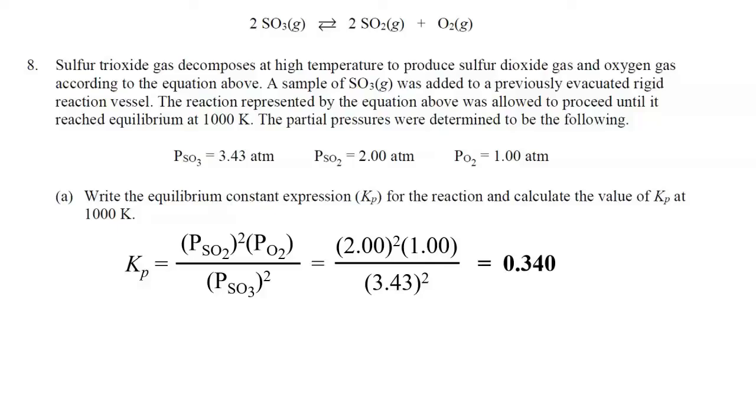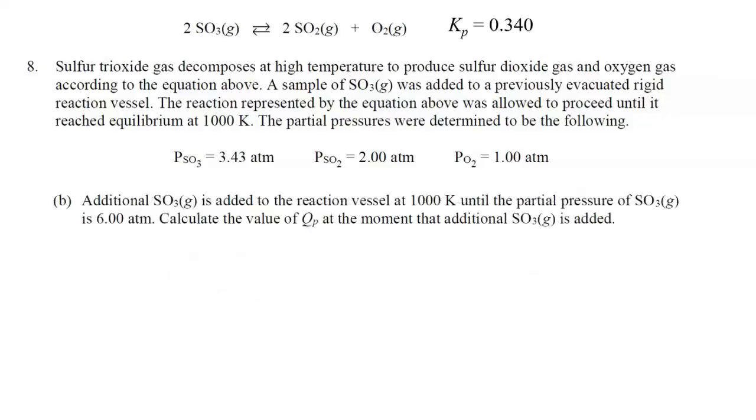So now that we know the value of Kp, if there are any stresses or disturbances to the system that cause Q to become different than 0.340, then the system is going to respond and try to reestablish equilibrium and eventually return Q equal to this value. So 0.340 is the value of K. Let's take a look at various changes and stresses and disturbances, and we'll see this in questions 8, 9, and 10 in this packet.